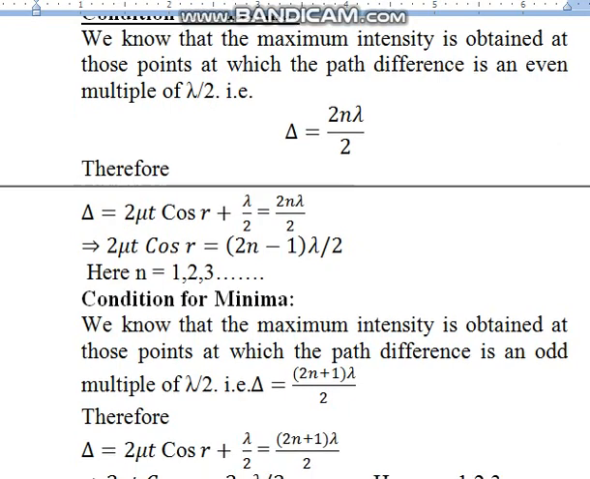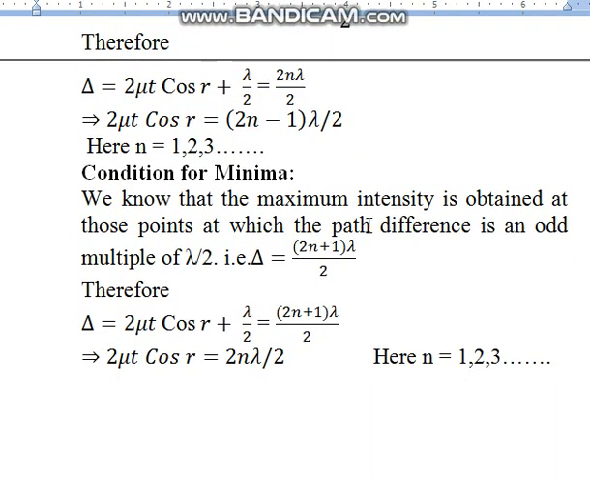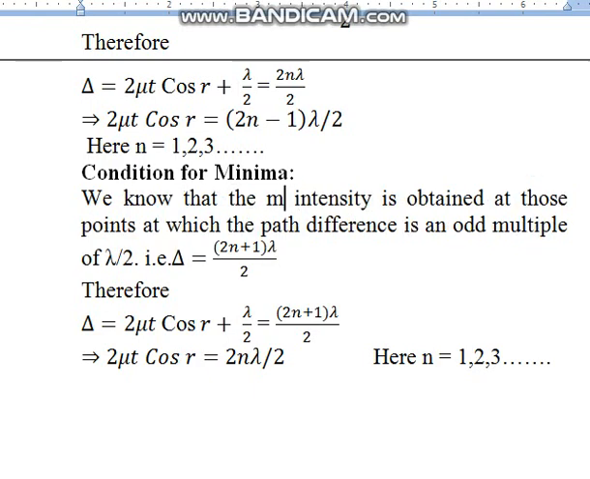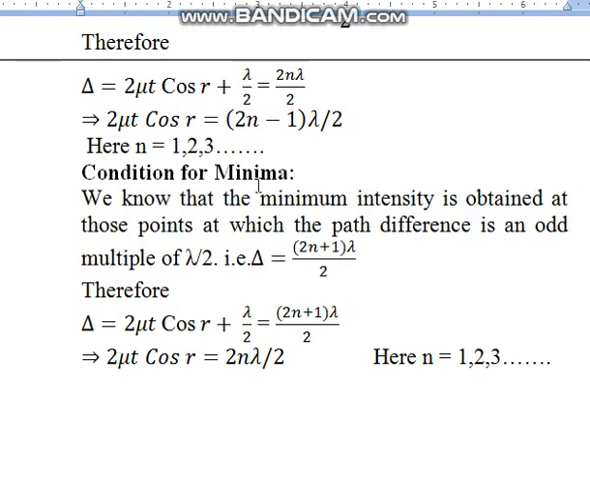Now the condition for minima. The minimum intensity is obtained at those points at which the path difference is an odd multiple of lambda by 2. That means delta is equal to this value. So this is our path difference. We put the value, and thus we obtain the condition for minima. So this is our derivation. Thank you.